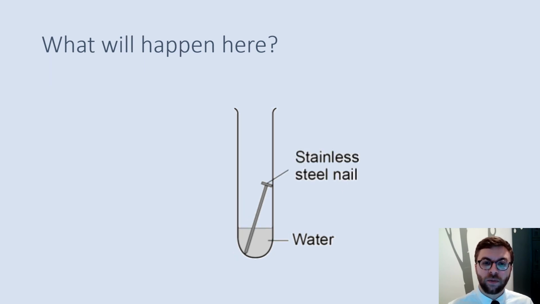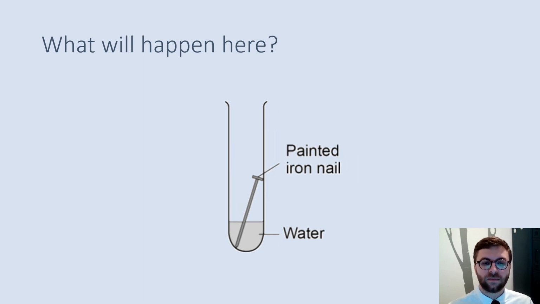In this situation we've got a stainless steel nail. So a stainless steel nail is iron mixed with other metals, and what this does is it reduces its ability to rust. So in this example, although it's still exposed to the oxygen and the water like the previous example, it won't rust because it's made of stainless steel. In this example, the iron nail has been painted. The paint will act as a physical barrier, stopping the oxygen and the water getting to the iron inside. So again, this iron nail will not rust.